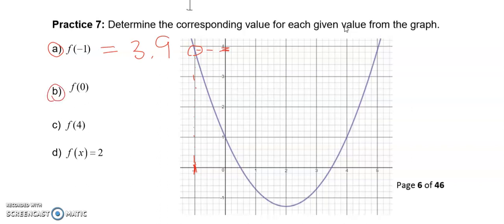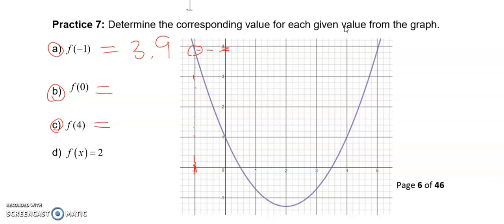B says when x is equal to 0, what is the y value? Now remember, you're only going to get one y value back if it's a function, because remember, if it's a function, one value of x only returns one value of y. So you look that one up. What is y when x is equal to 0? C asks what is y when x is equal to 4? All right, and they're relatively straightforward. You might have to estimate some of these, but sometimes you do not.